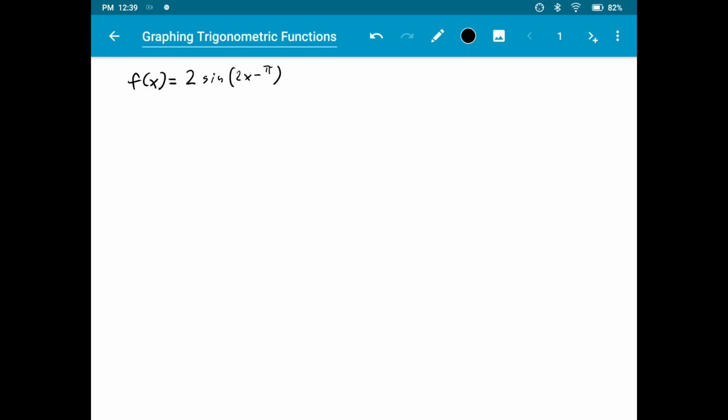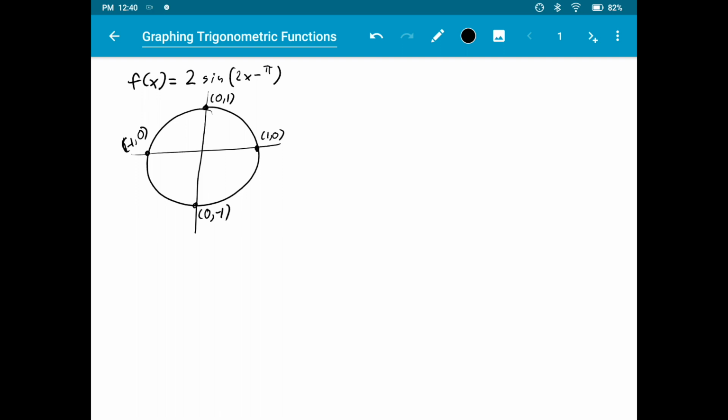When we think about the sine of an angle, the easiest angles for us to figure out the values are the angles that lie on the axes of the unit circle, because this point is 1, 0. This is 0, 1, negative 1, 0, and 0, negative 1.